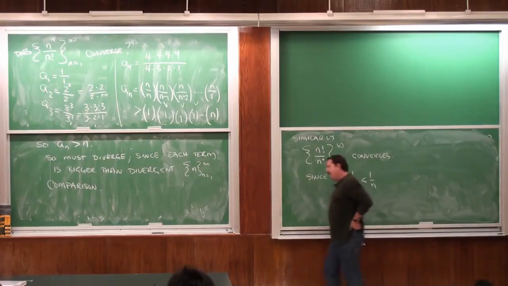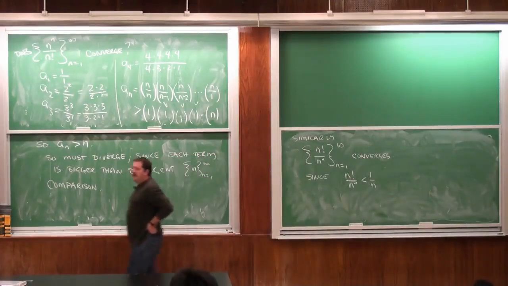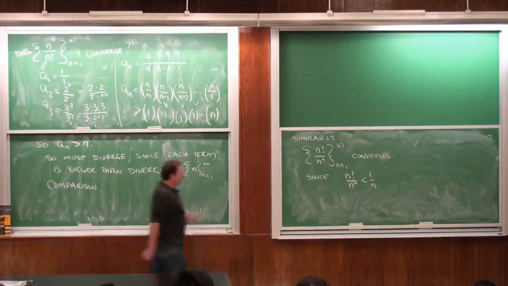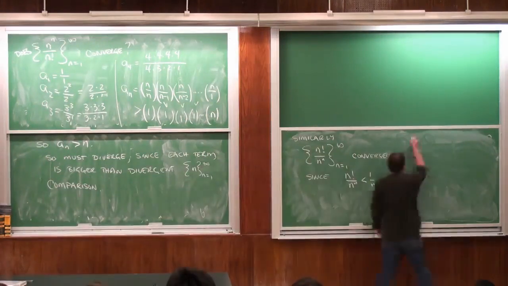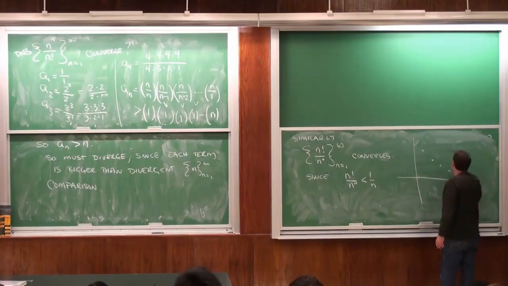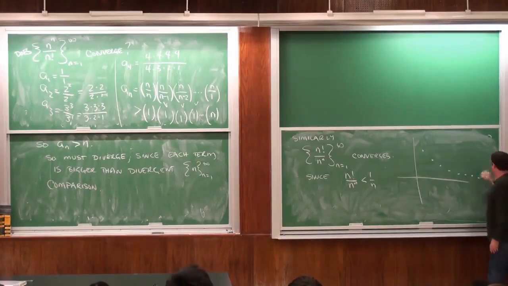It's kind of like another thing that may have confused you in calculus. In differential calculus there was the squeeze theorem. The squeeze theorem is really a comparison theorem. It's the same kind of thing. Right here we have, just by a picture, 1 over n does this.